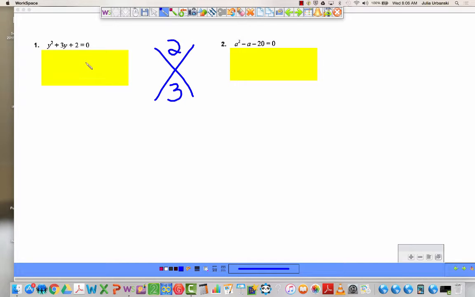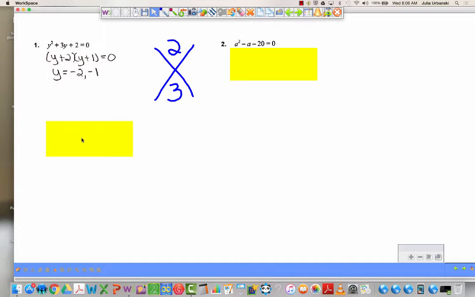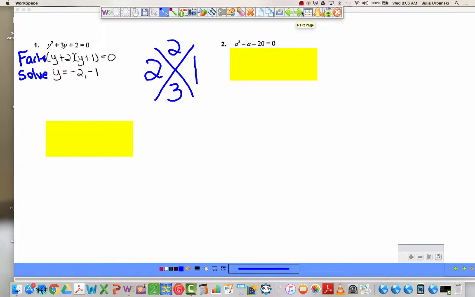All right, number 1. I got a negative 2 and a negative 1. Is that what you got? 2 times 1 is 2. 2 plus 1 is 3. Don't forget, if you wrote y plus 2 and y plus 1, then you did the factoring right. But then the next step is the solving. You don't have to write this down. But what you did right here was factor. This step is where you actually solve it and say what the variable is. Any questions on that one?